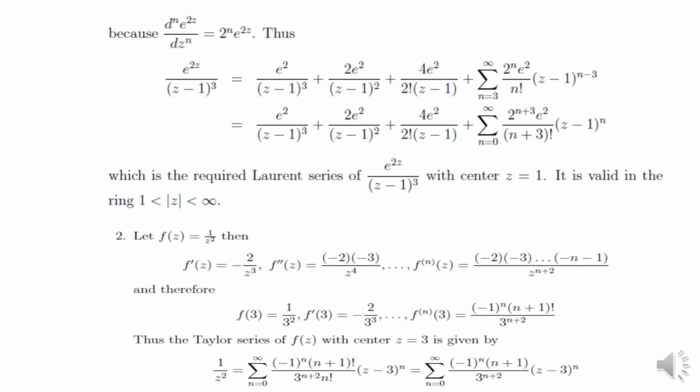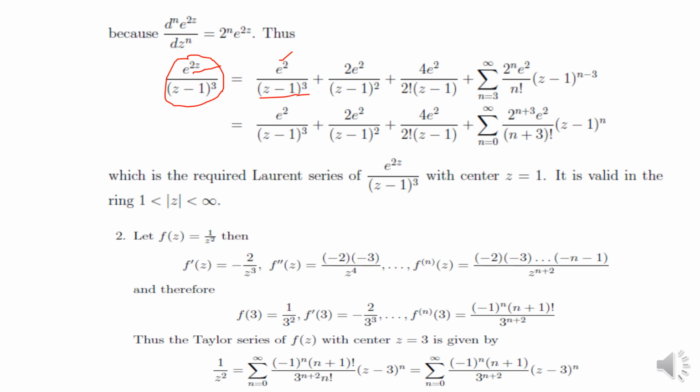Now for the expansion, we take the full function e to the power 2z upon (z minus 1) cube. This we have taken, and from the previous slide we are writing the series which we have obtained for e to the power 2z. So in that we are multiplying it by 1 upon (z minus 1) cube. So when n is equal to 0, we get the e square term multiplied by 1 upon (z minus 1) cube. When n is equal to 1, we get 2 to the power 1 e square upon (z minus 1) square, because one factor of (z minus 1) will cancel out here.